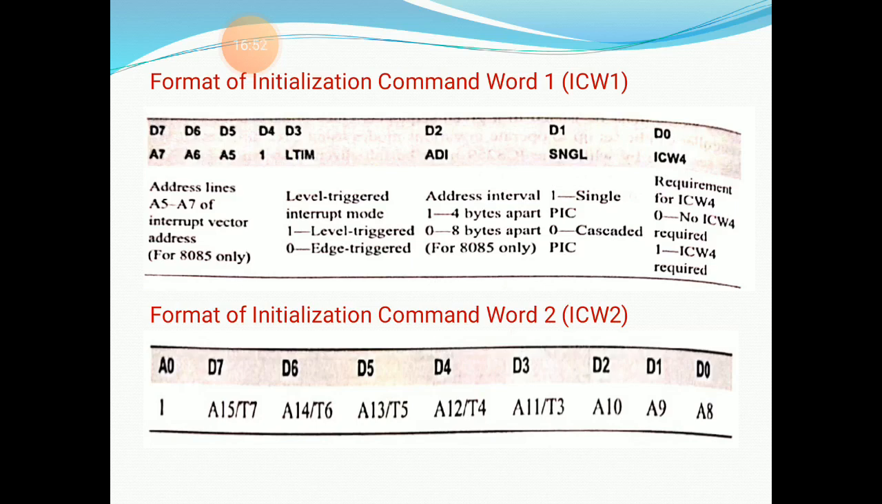From D0 to D7, D0, D1, D2 belong to address lines of the microprocessor A8, A9, A10. And D3 to D7 may be either address lines or T7, T6, T5, T4, T3. So these T7 to T3 lines belong to the 8085 system. In case the 8086 processor is used, these lines belong to address lines A15 to A11. These lines carry the interrupt vector address, and the least significant 3 bits are the same as the respective bits of the vector address.